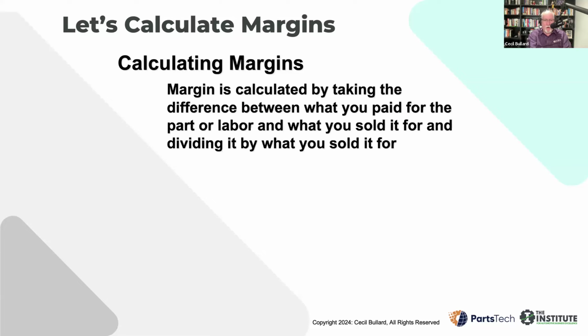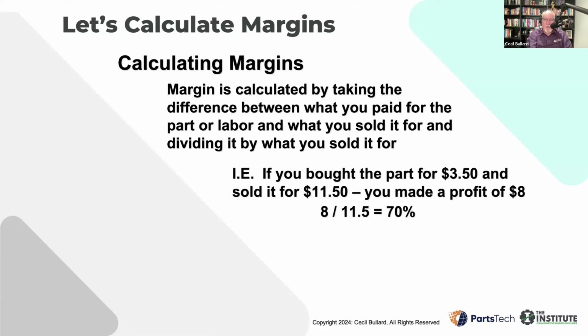How do I calculate margins? Margin is calculated by taking the difference between what I paid for the price and what I sold it for, and then dividing it by what I sold it for. If I bought a part for $3.50 and I sold it for $11.50, I made an $8 profit. So my profit, 8 divided by 11.5, is 70%. That's a 70% margin on that part.